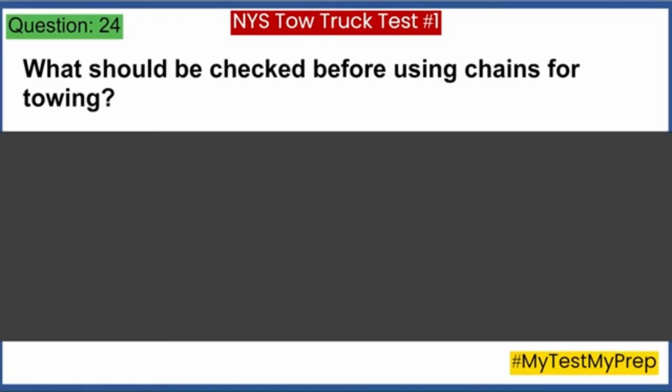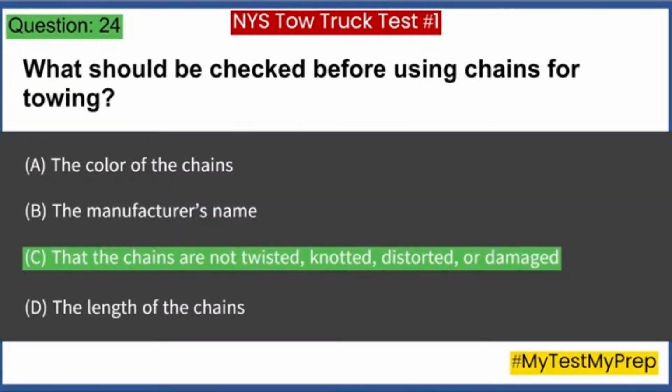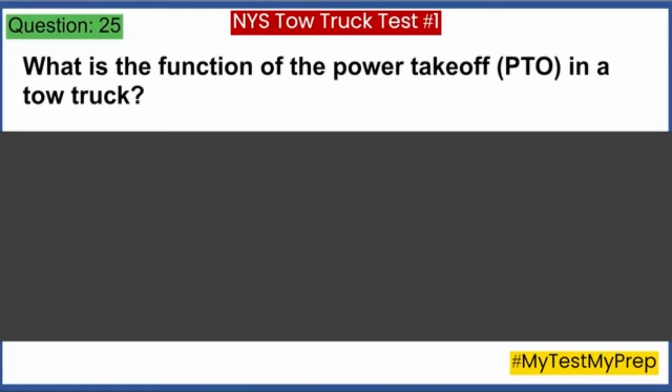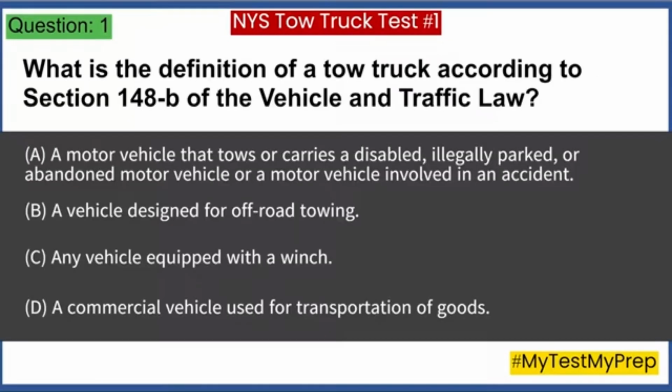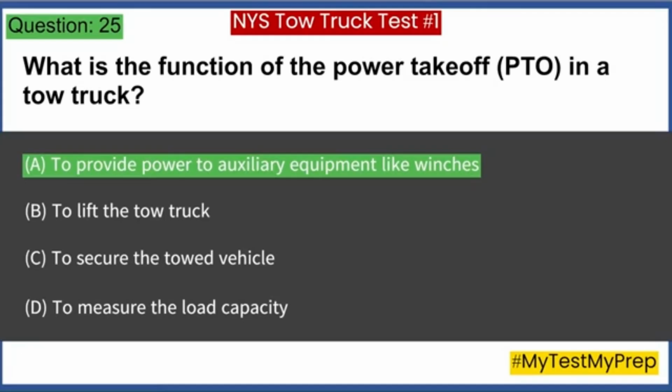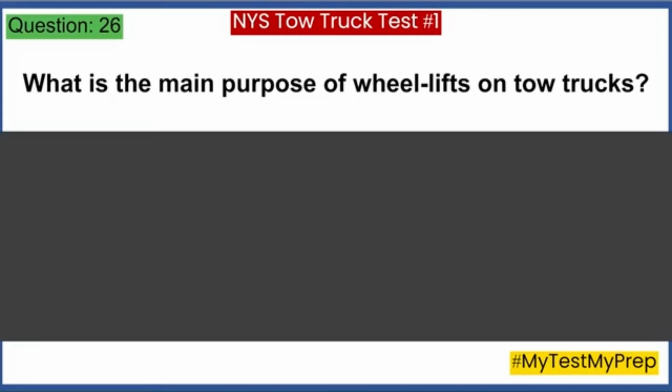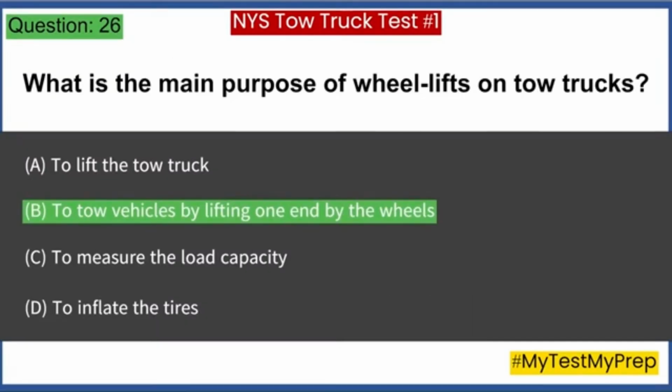What should be checked before using chains for towing? Answer: The chains are not twisted, knotted, distorted, or damaged. What is the function of the power takeoff, PTO, in a tow truck? Answer: Provide power to auxiliary equipment like winches. What is the main purpose of wheel lifts on tow trucks? Answer: Tow vehicles by lifting one end by the wheels.